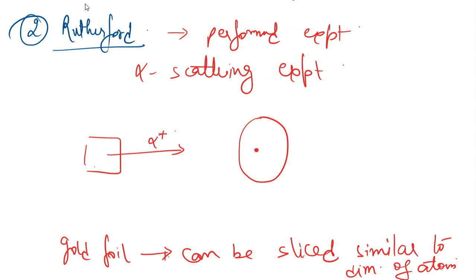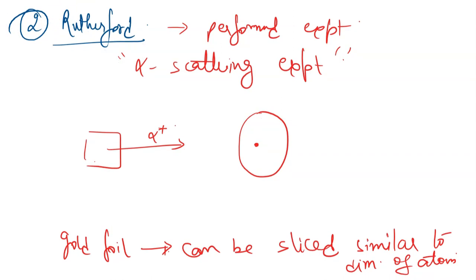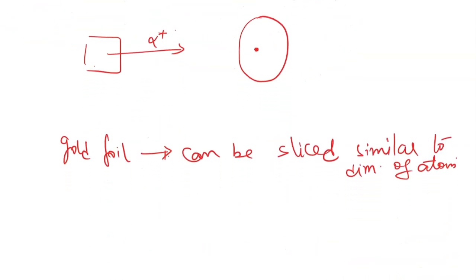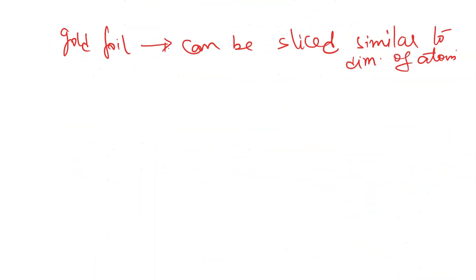Whatever J.J. Thomson's model could not explain can be explained by Rutherford's alpha scattering experiment. There were only a few limitations that Rutherford could not clear. We will see those limitations here.